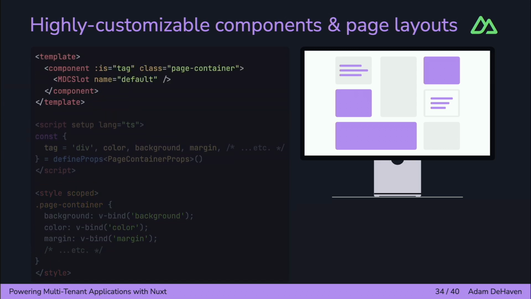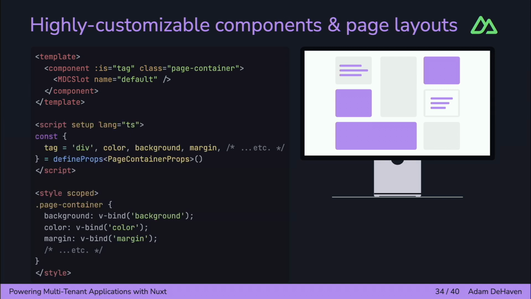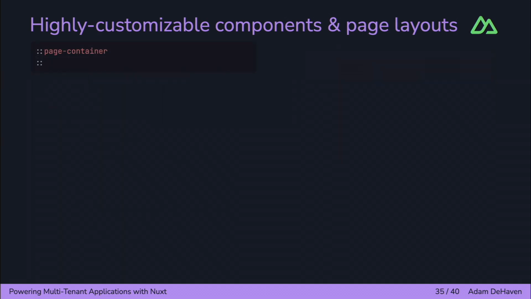The component will use the MDC slot component from the MDC module to render any markdown content that's passed to the default slot. So this also supports child components as well, allowing for flexible and dynamic page layouts in our app. So now that we have this simple component, so again, very simple, let's take a look at how our tenant can use this component in their MDC document.